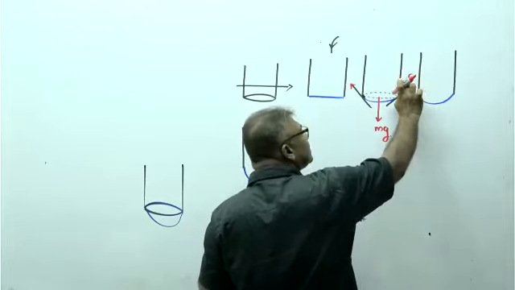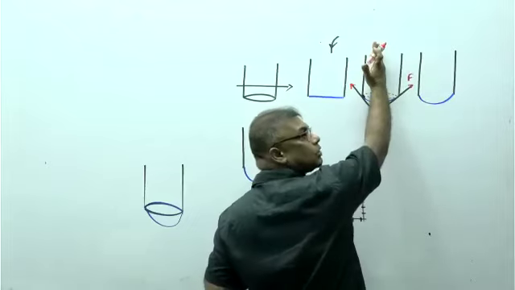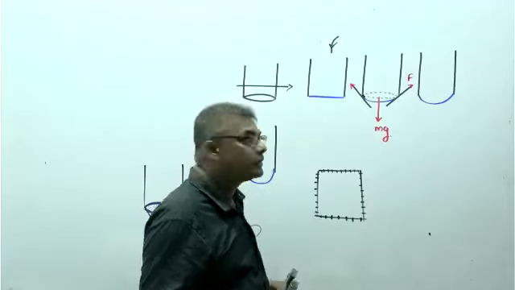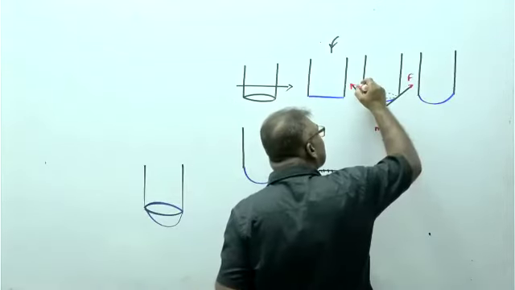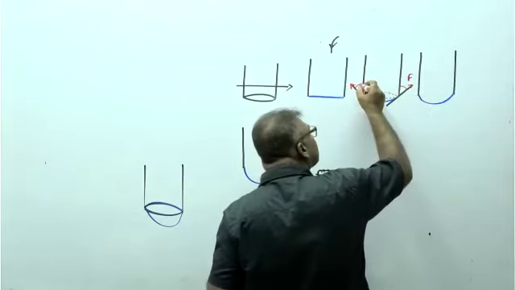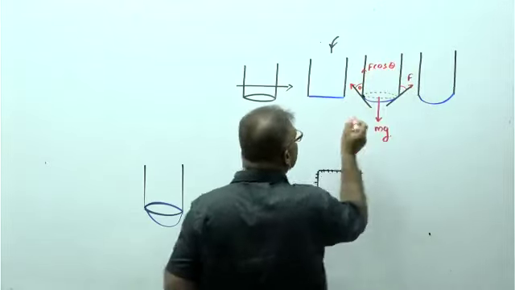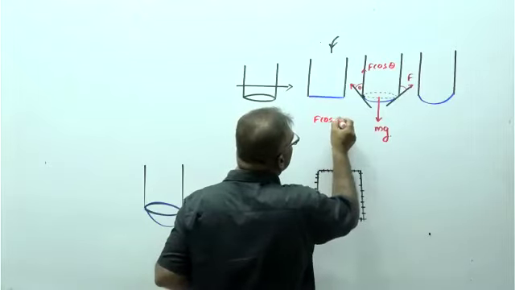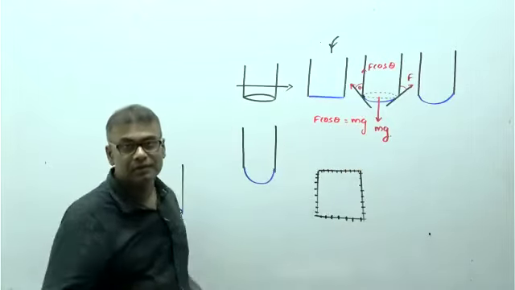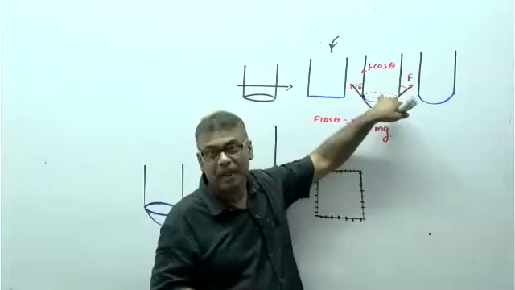At this moment we can say that the vertical component of this force manages the weight of the liquid droplet, right? So if we mark this angle as theta, here we have F cos theta. Then you can say F cos theta is balanced by the weight of the water droplet which is formed at the end of the tap, right?